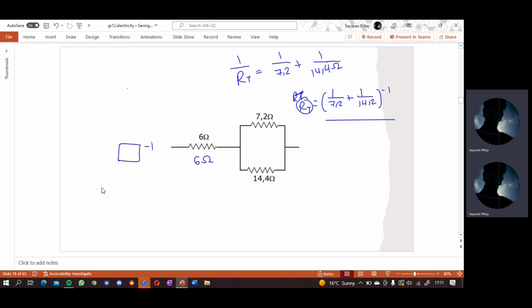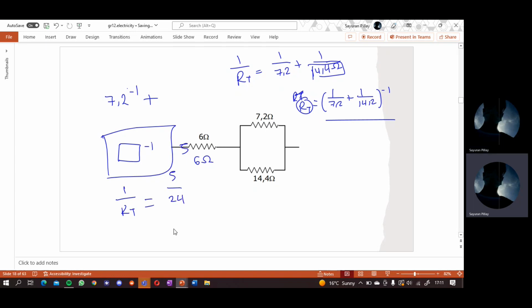So then you add the second quantity. You remember you typed in 7.2, you press this key, you now see a -1 there. Then add to that the second figure, which is 14.4. And then do the same thing, press this key again. What that does is it gives you the inverse of that. Then you obviously put equals to get an answer for the sum of the inverses. But that's not your answer, right? What you just found was 1 over RT, whatever is written there. And that should be, I think, 5 over 24, isn't it?